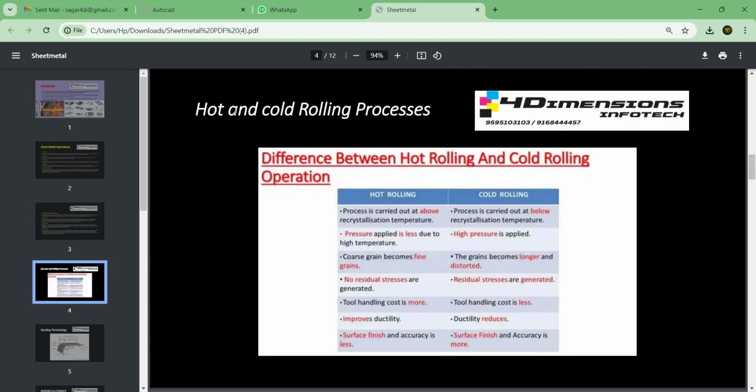Now here the difference between hot rolling and cold rolling process is given. So before learning sheet metal in SolidWorks, you need to understand what the hot rolling and cold rolling processes are also. So just go through the difference between the hot rolling and cold rolling operations. It is available anywhere on the net.